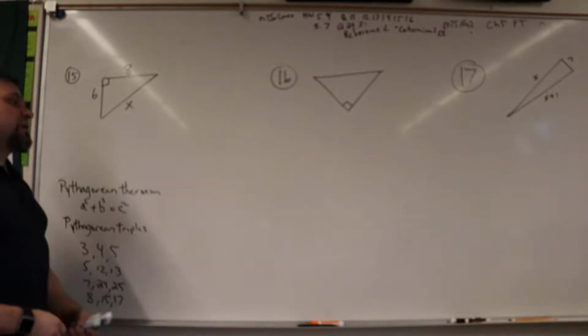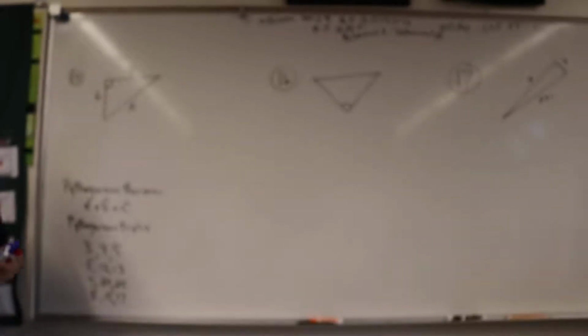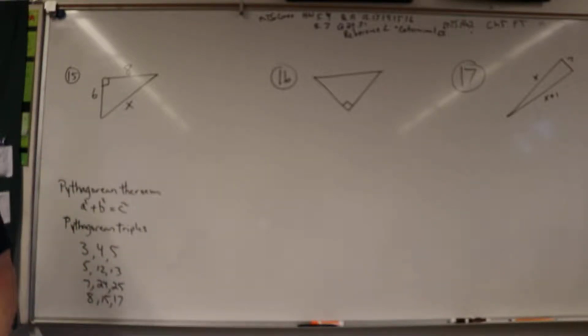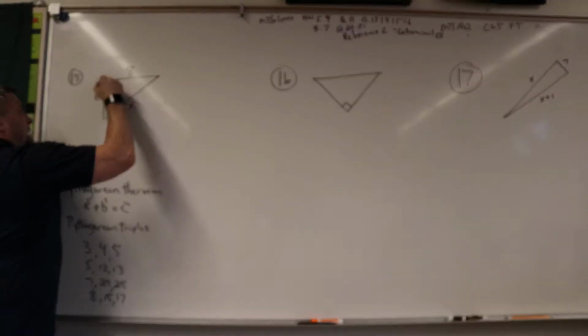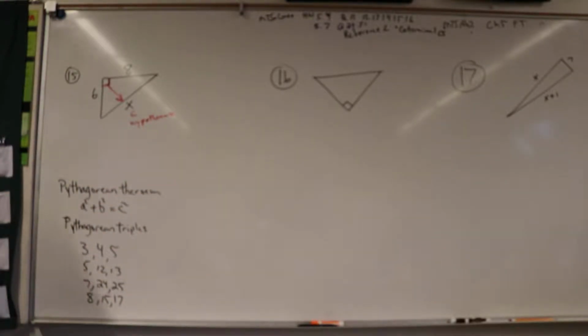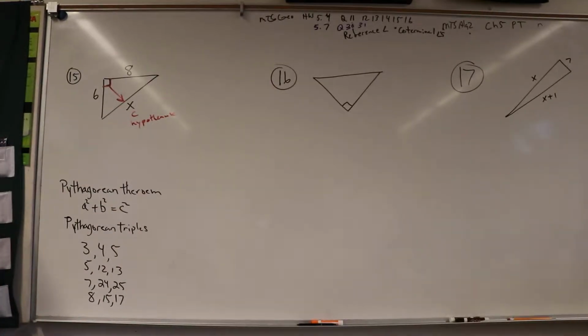The Pythagorean theorem is a squared plus b squared equals c squared. C is the most important part. C is always across from the right angle. So you have the right angle and you have C every single time. C is the hypotenuse. We talked about how important the hypotenuse has been all year, and this is one of the reasons.